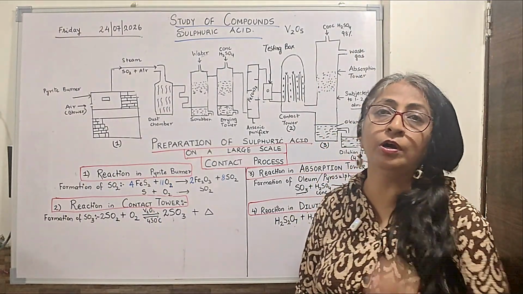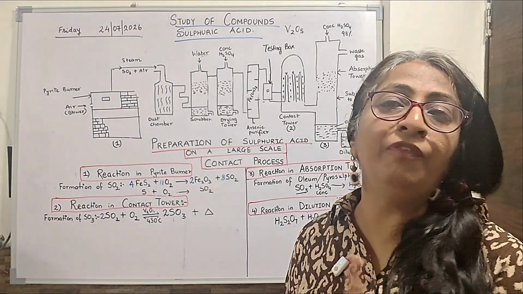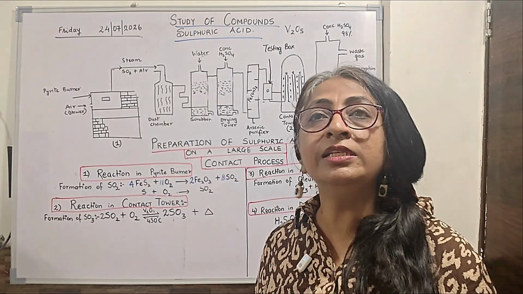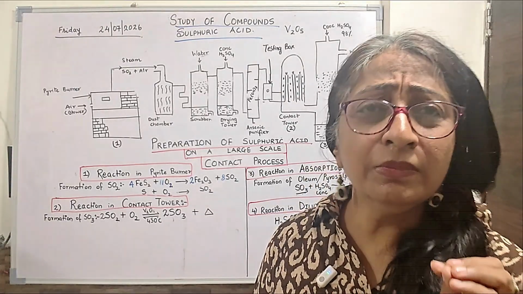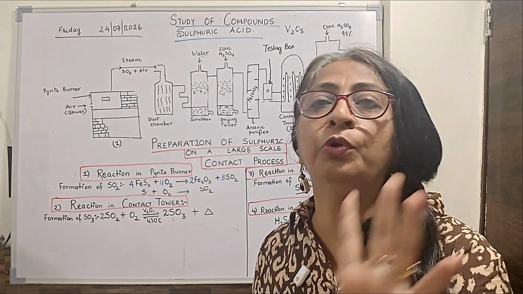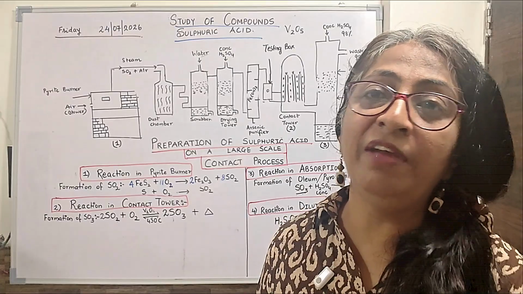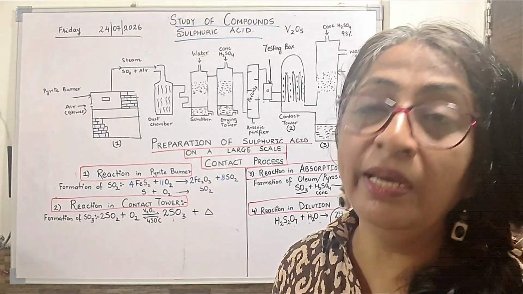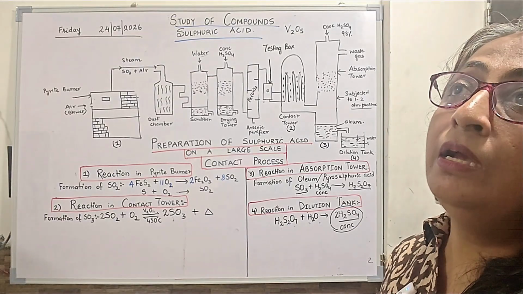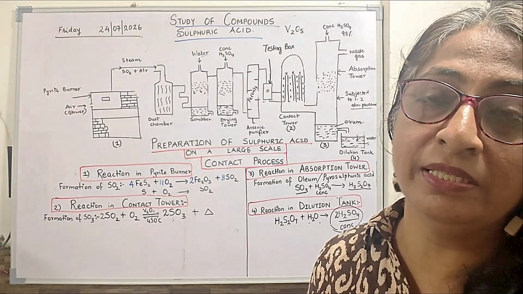Now first we will talk about the catalyst. Here, the more efficient catalyst is not vanadium pentoxide. It is platinum. But there are certain drawbacks, or we can say limitations, of using platinum. Platinum, as we all know, is a very costly metal, correct? And secondly, platinum gets very easily poisoned by impurities.